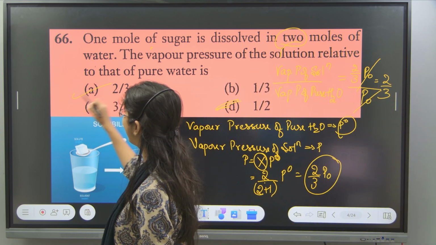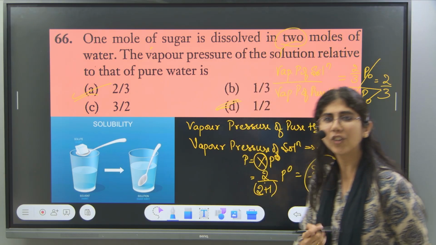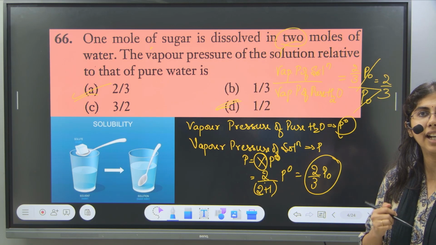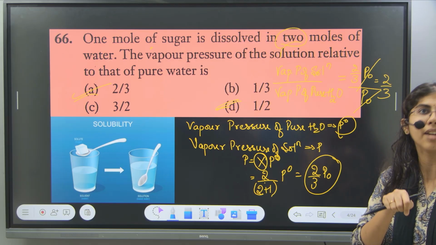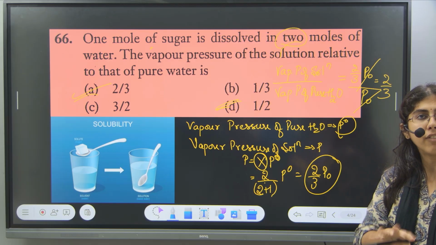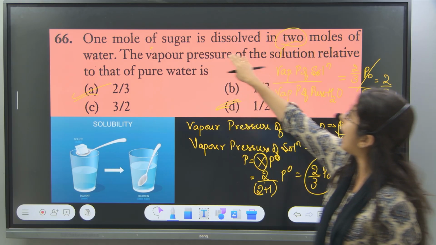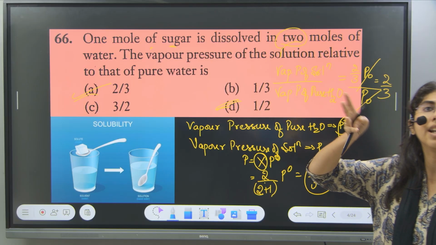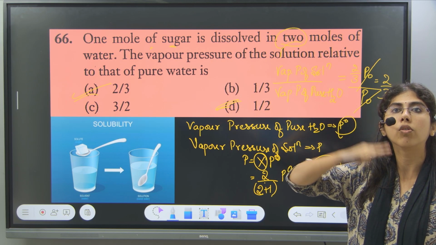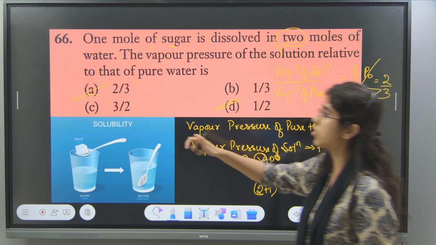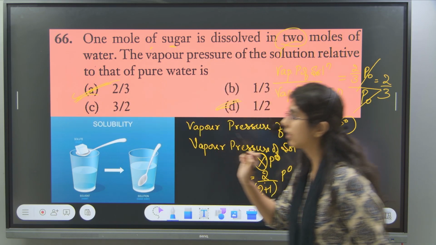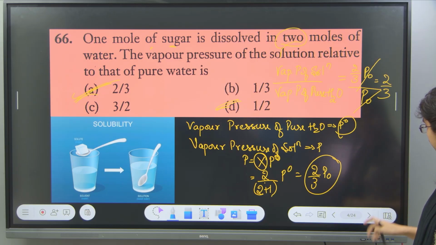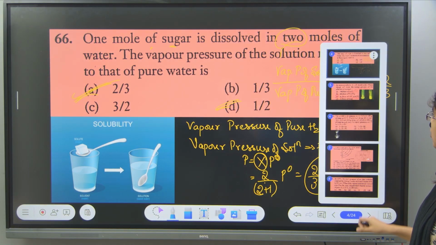None of your answers is correct. Option A. This was very simple, students. They're asking relative. Look, this is related to the same thing. What happens to the vapor pressure of the pure solvent when we add any solute? Now when I have added solute, how are you relating the vapor pressure of pure water to the solution? Okay. Option A is the answer. Understood? Now we'll go to next question.